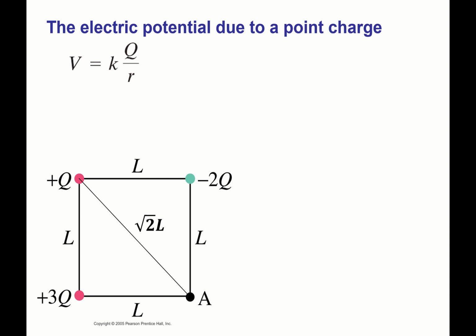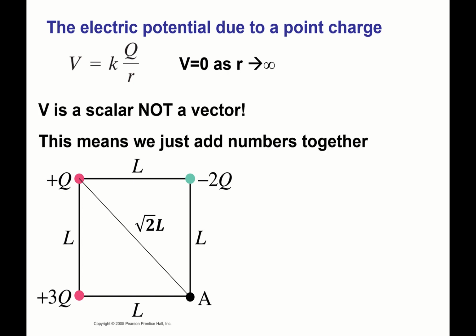The next thing is to calculate the electric potential. So remember, the electric potential due to a point charge is K, 9 times 10 to the 9, times the charge, divided by the distance that you are away from the charge. And so that means that as the distance goes to infinity, the voltage goes to 0. And that's important for what we're going to do next. And also, the nice thing is that the voltage is a scalar, not a vector.